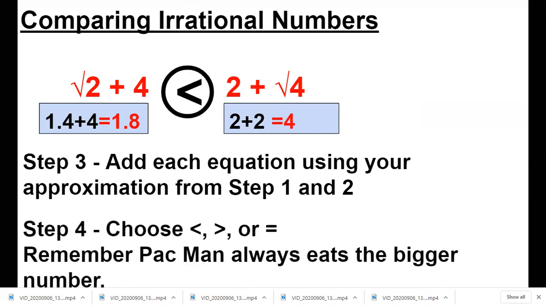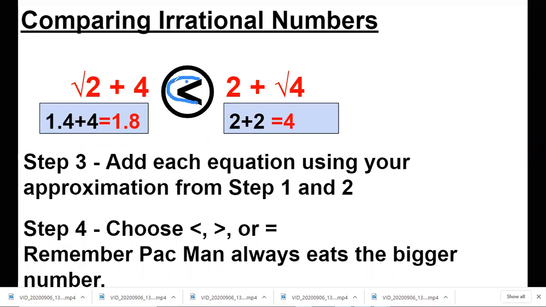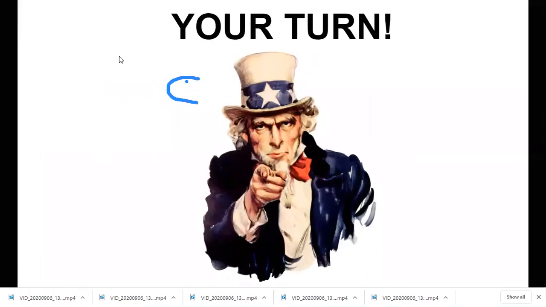Right, Pac-Man eats the bigger number. All right, can't resist. Got to draw Pac-Man again. There he is, eating the bigger number. I love that game, Pac-Man. Okay, now it's your turn to give it a try, comparing numbers.